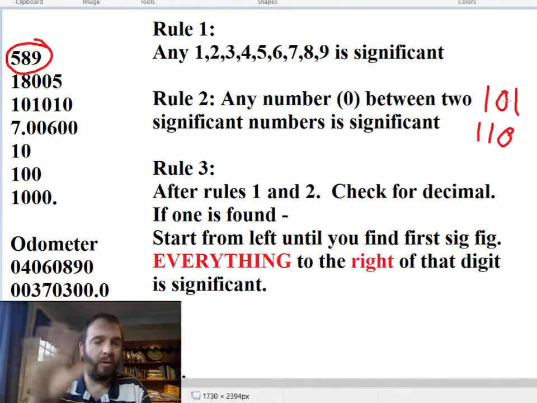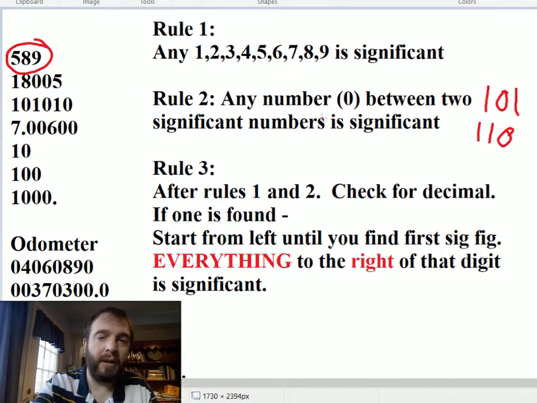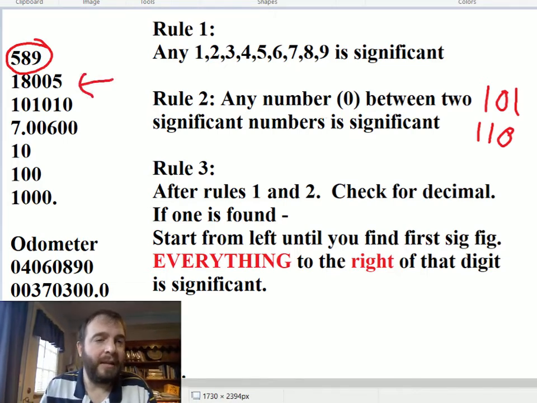So don't worry about understanding the place thing. All you need to know is this: any number in between 2 significant figures must be significant. So let's take a look at this one right here, 18,005. And again, I didn't put a comma there just for simplicity. A comma doesn't affect anything.